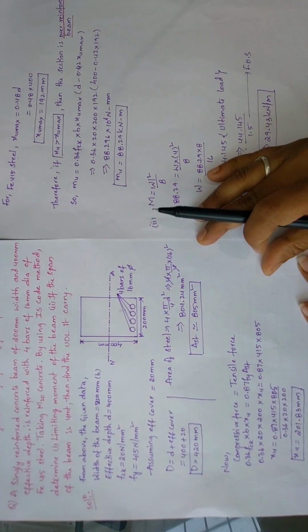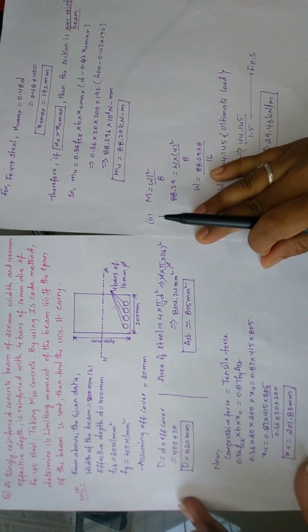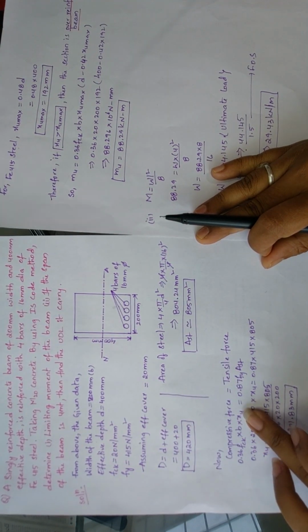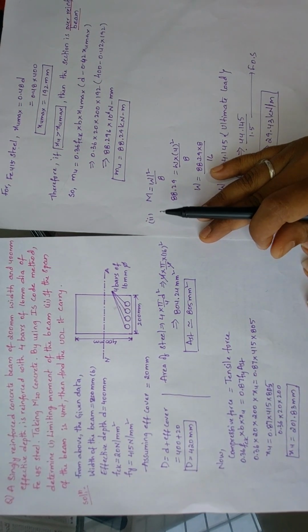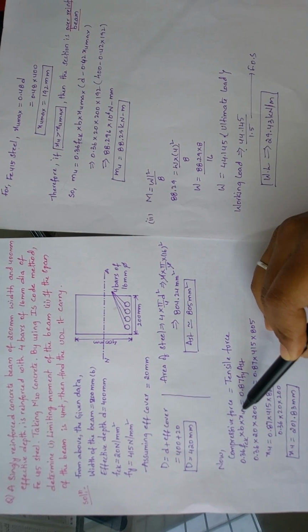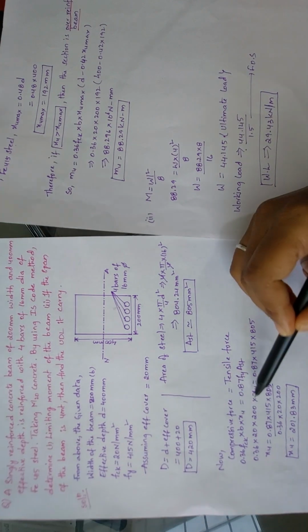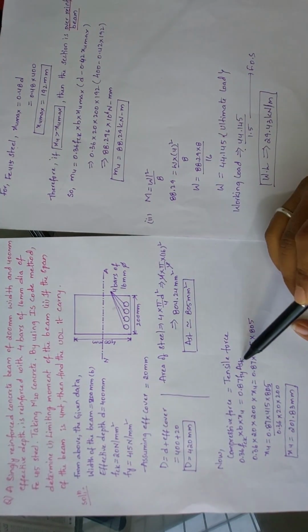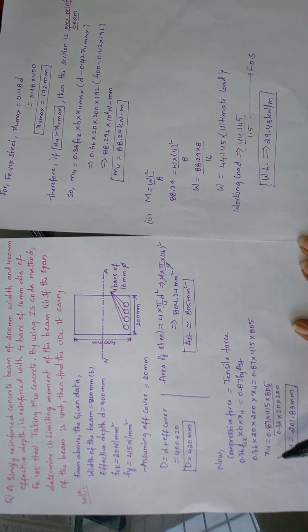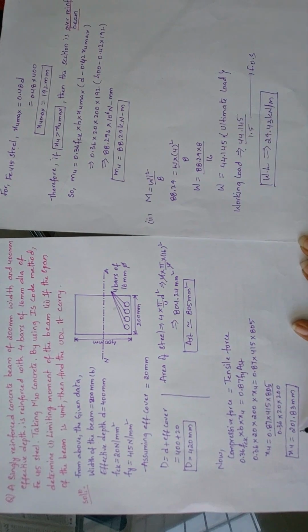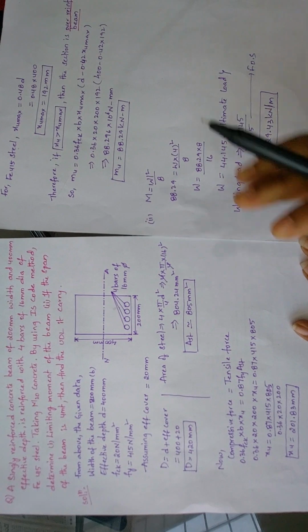Now we will do compressive force equals tensile force. The compressive force formula for a singly reinforced beam is 0.36 fck into b into xu, equal to 0.87 fy into area of steel. So 0.36 into fck, which is M20, 20 Newton per mm square, into b, which is 200 mm, into xu, equals 0.87 into fy, which is 415, and area of steel is 805 mm square. So xu equals 0.87 into 415 into 805 divided by the remaining portion. So we will get xu equals 201.83 mm.